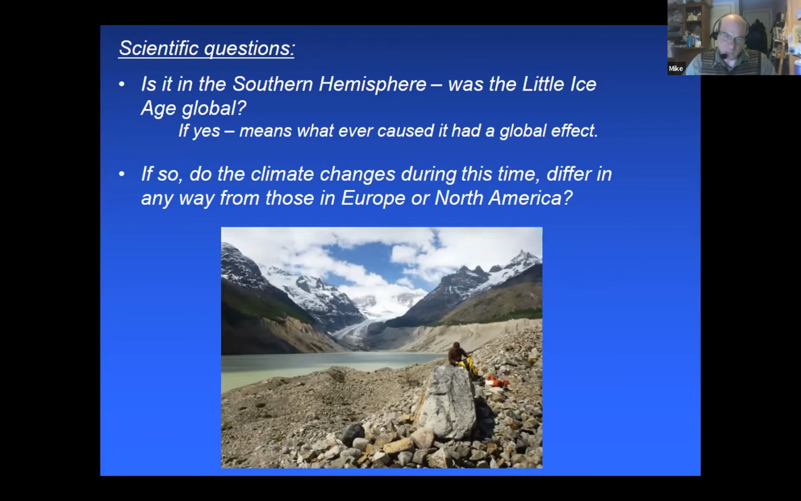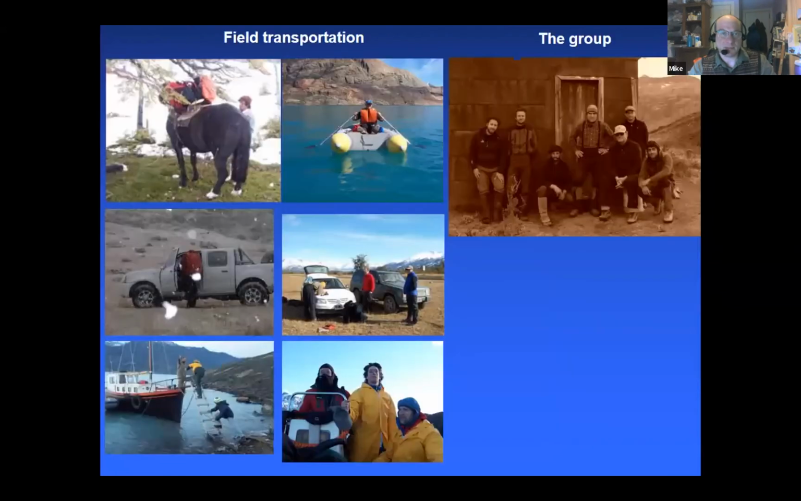And that also helps us understand how big of a climate change this was, which civilizations, which people may have been affected around the Earth, and so on. I'll skip that. So this is just a slide of how we get around Patagonia.